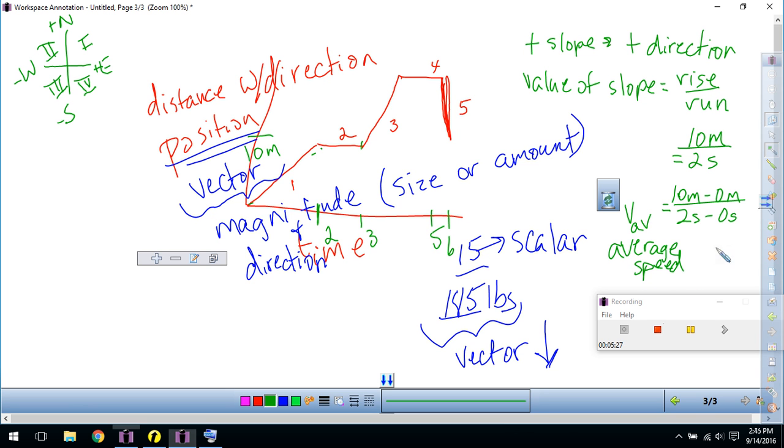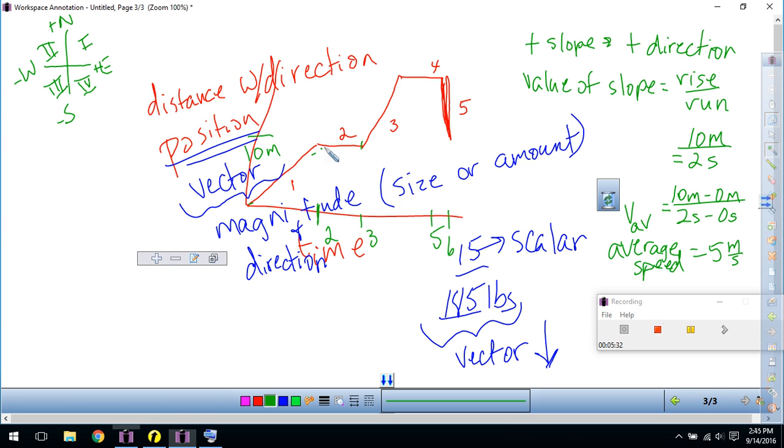And so the slope has a value of 5 meters per second, because that means that every second of time that passes, 5 meters of position has been covered. All right, so positive 5 meters per second, constant speed for that first 2 seconds.